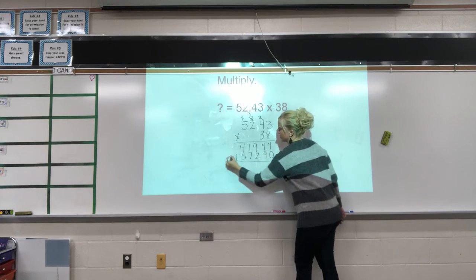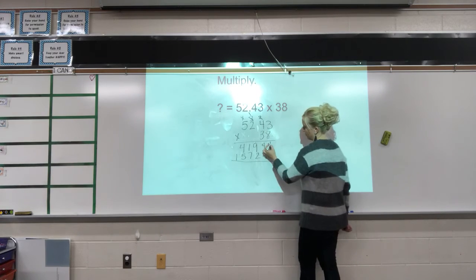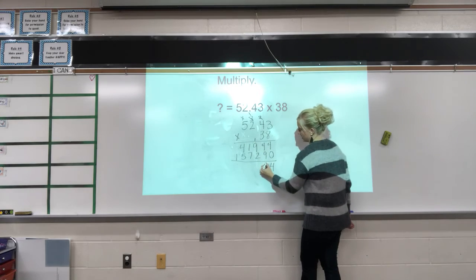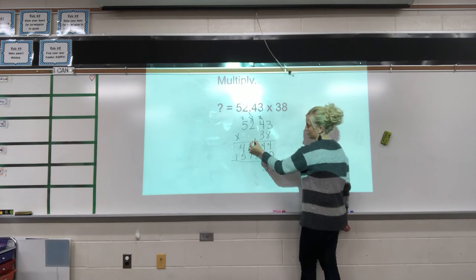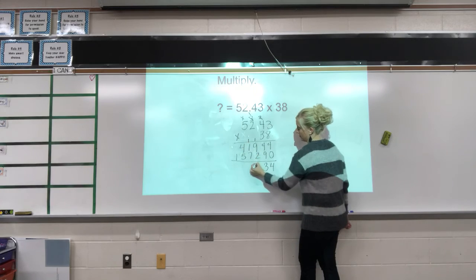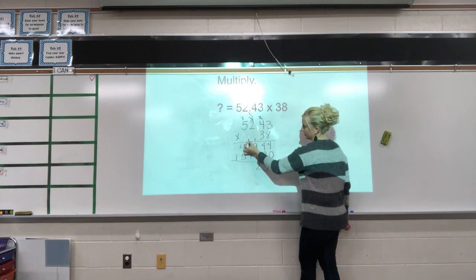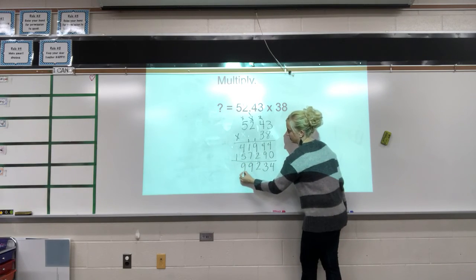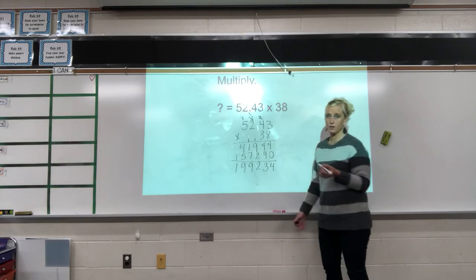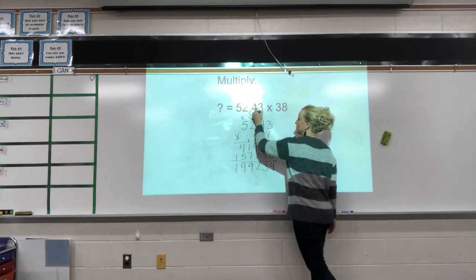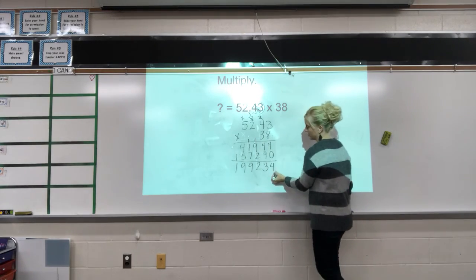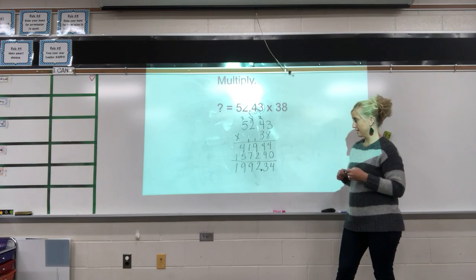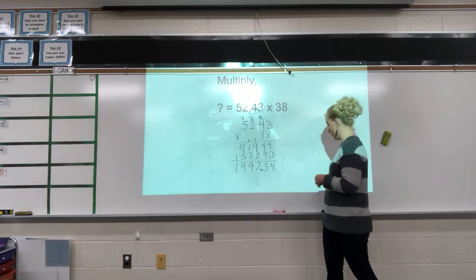Okay, it gets a little bit tricky because we got lots of numbers going on here. 4 plus 0 is 4. 4 plus 9 is 13. 9 plus 1 is 10, 11, 12. 7, 8, 9. 5 plus 4 is 9, and 1. And then I go back up to my problem. I have two numbers after the decimal point, so I need two numbers after the decimal point. So our answer is going to be 1992.34 for this one.